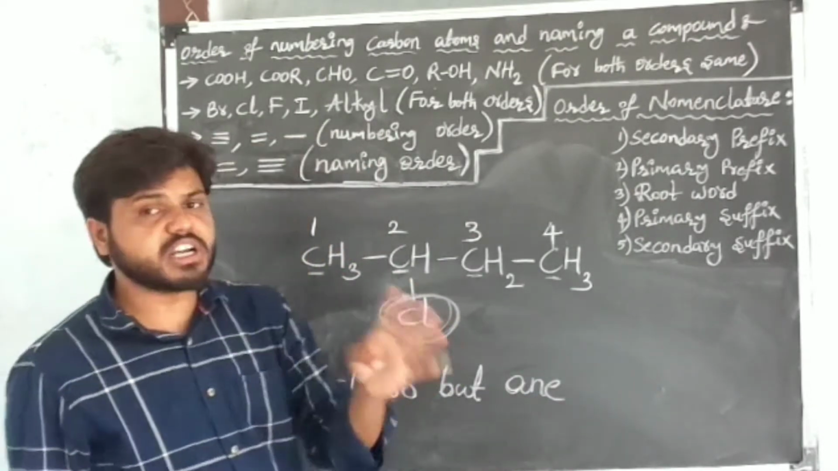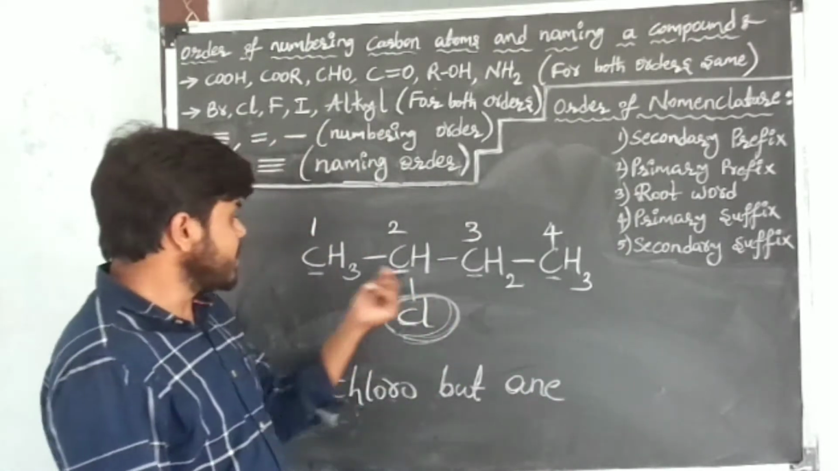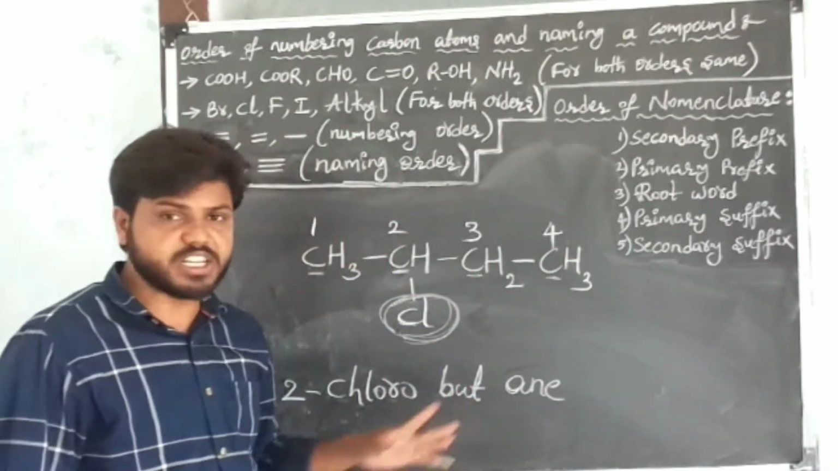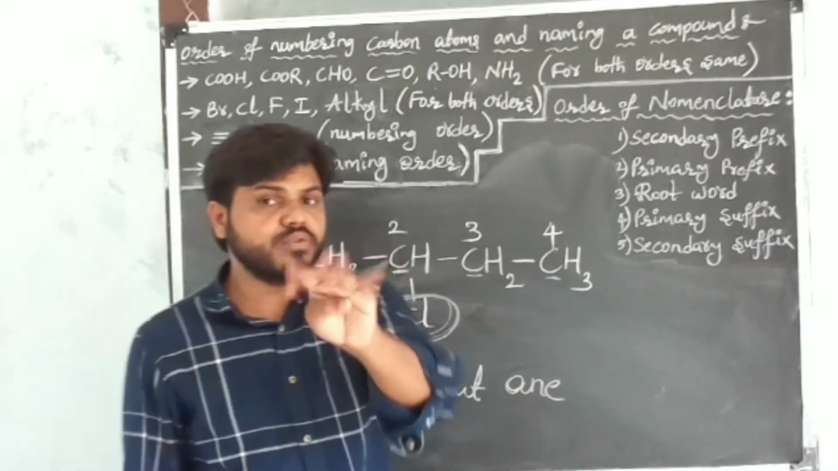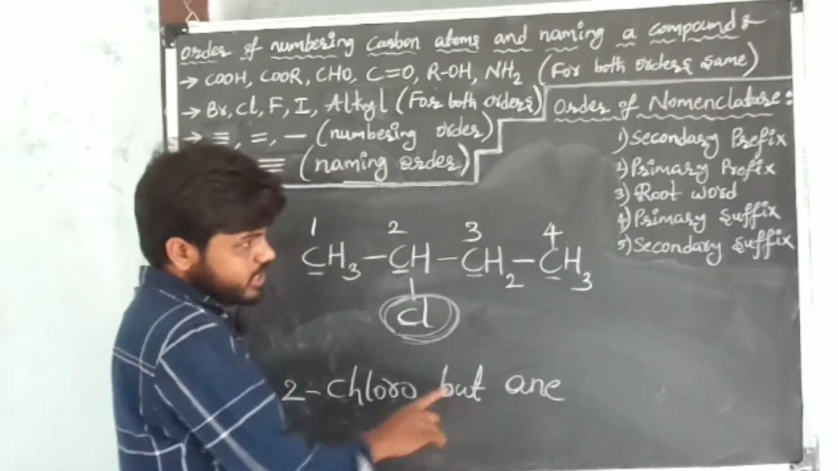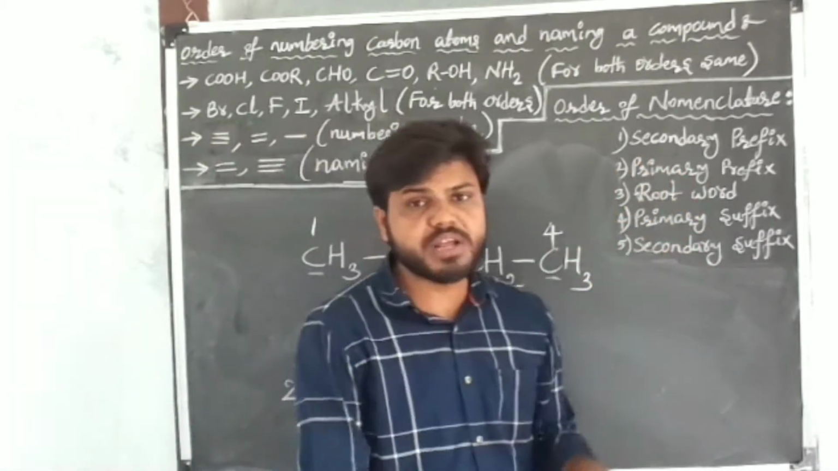In the given carbon compound, 4 carbon atoms are there: 1, 2, 3, 4. So I write the root word of 4 carbon atoms, that is but. After writing the root word, go to the primary suffix.